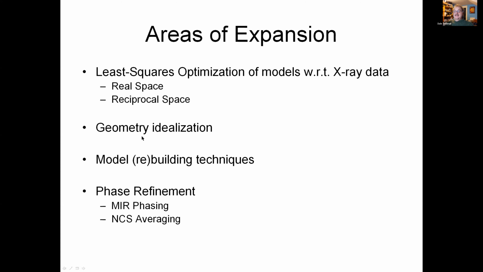The second topic is geometry idealization, of saying that we've got to be able to make sure that the bond lengths and bond angles of these models are acceptable. And then there's model rebuilding techniques. How can we take these models and improve them and make them better in the bigger changes that can't be handled by these optimization programs that were being developed?